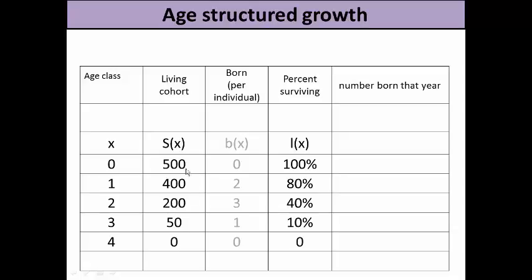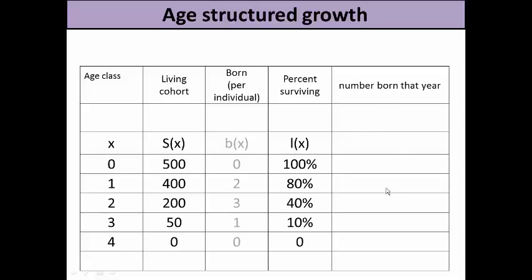In second age class, 200 out of the 500 survive. So only 40% of the original are surviving to this age. And in age class 3, they're getting kind of old, so there's not many left. There's only 50 out of 500, or only 10% are left. And in age class 4, they're all dead.